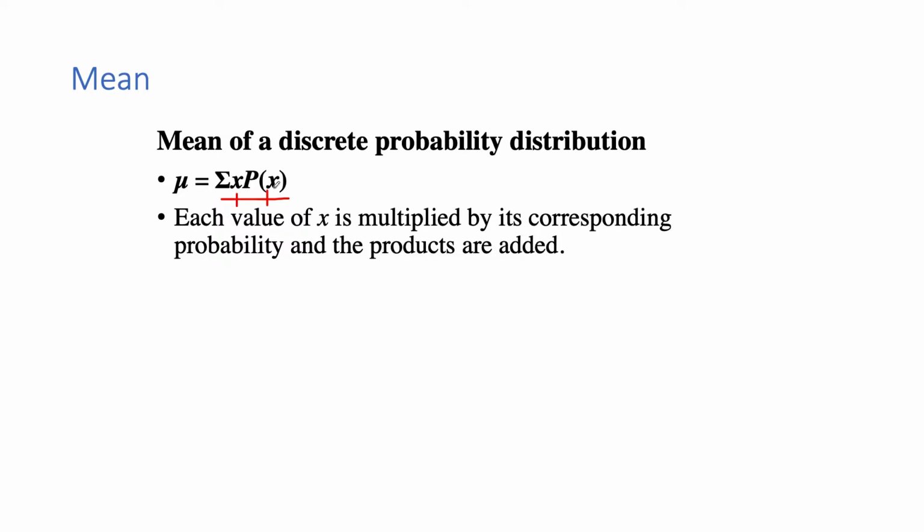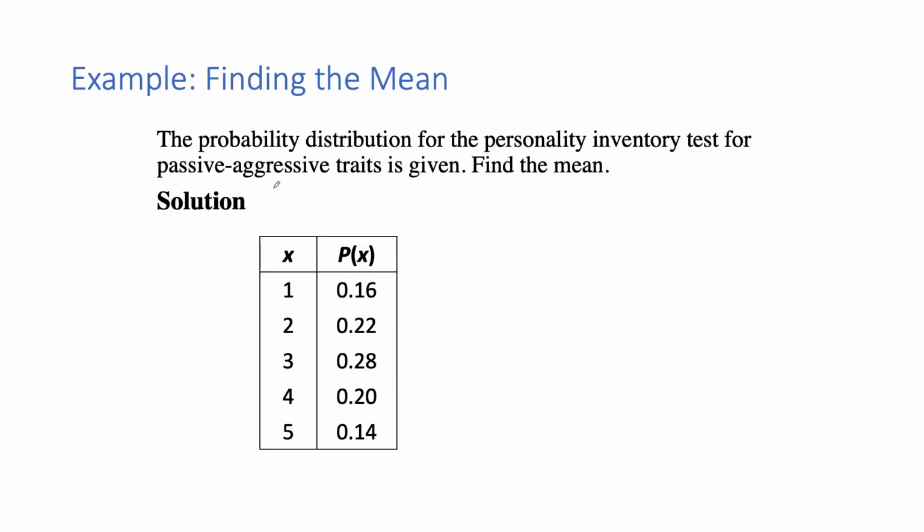We'll take a look at the example that we have to show how this works. If I have to find the mean here, what I would do is take each value and multiply it by its probability. So 1 times 0.16, x times p of x, 2 times 0.22, 3 times 0.28, and so on and so forth. And then I would add up all these products. So I take each value, multiplied by its probability.